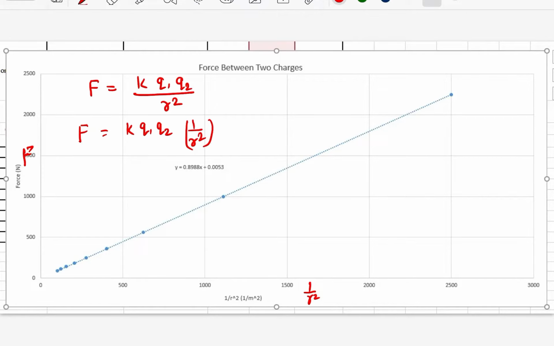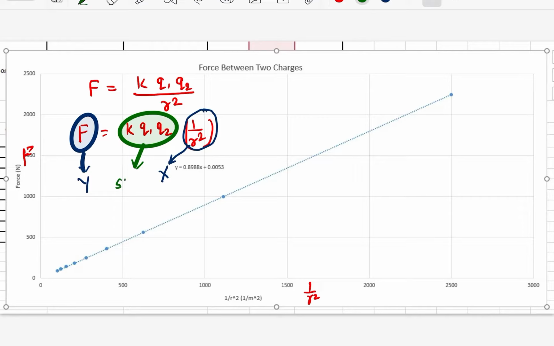And if I plot my force along the y-axis, this along y-axis, and 1 over r squared along x-axis, then this term here will be the slope of my graph. So this one will be my slope here. This will be my slope, that we also call m.